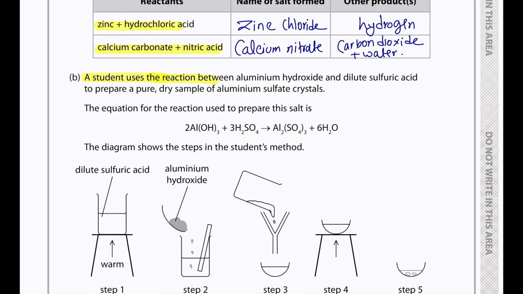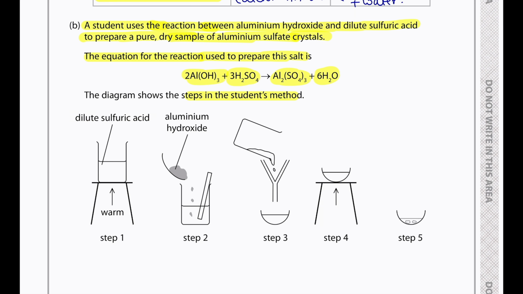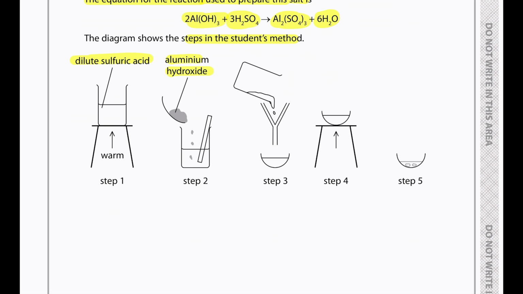A student uses the reaction between aluminium hydroxide and dilute sulfuric acid to prepare a pure dry sample of aluminium sulfate crystals. The equation for the reaction used to prepare the salt is aluminium hydroxide reacting with sulfuric acid to produce aluminium sulfate and water. The diagram shows the steps in the student's method. We have dilute sulfuric acid, and aluminium hydroxide that is reacting with the dilute sulfuric acid. In step 3, we are doing filtration. We are getting the filtrate, heating the filtrate, and then leaving it to crystallize.